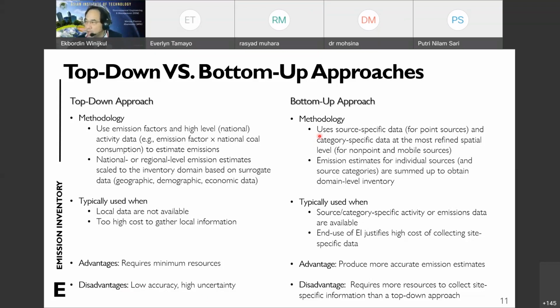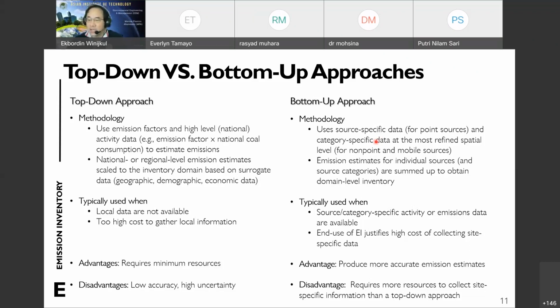The bottom-up approach, as we discussed in the earlier slide, uses very source-specific information. For example, using the same example, I would like to estimate the emission from the transportation sector in Bangkok City. Then I need to collect how many cars are on the street. And of those, how many percent are buses, how many percent are trucks, how many percent are passenger cars. Out of those passenger cars, maybe 10,000 passenger cars, what are the ages, what are the engine standards, and so on.